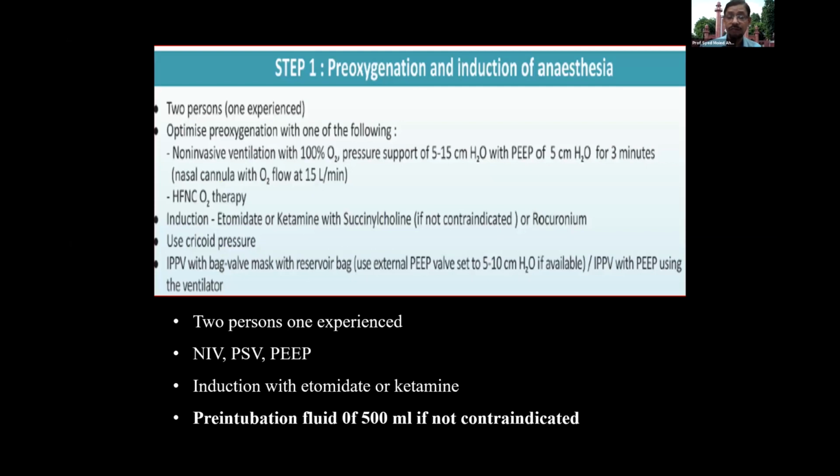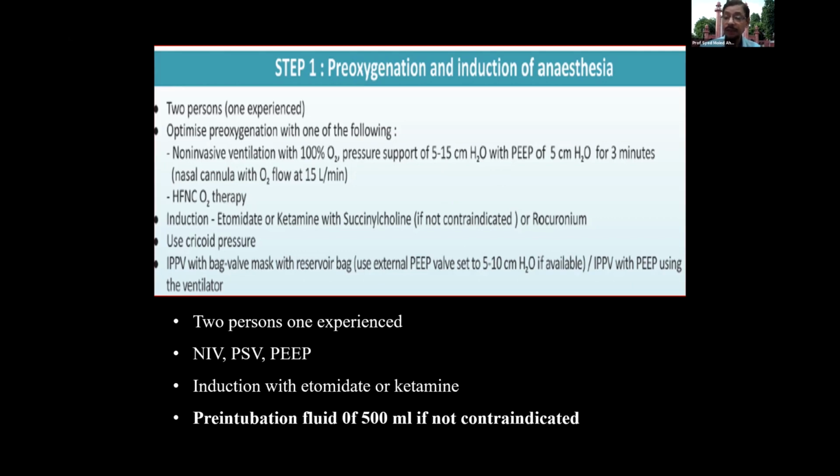So the first step is pre-oxygenation, where the DAS recommends 2 people, out of which 1 person should be experienced as an airway manager. You always need to optimize these patients on oxygenation, where you can use a non-invasive ventilator with 100% oxygen and a PEEP of 5 centimeters of water, or pressure support of 5 to 15 centimeters for 3 minutes, or you can go for high flow nasal cannula therapy, so as to optimize these patients with oxygen. Because their respiratory reserve is very low, you have to keep in mind that you need to optimize this patient.